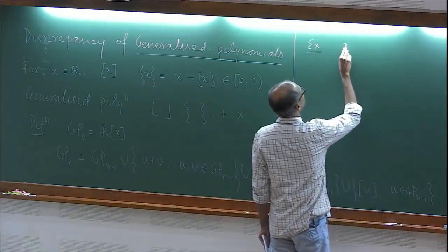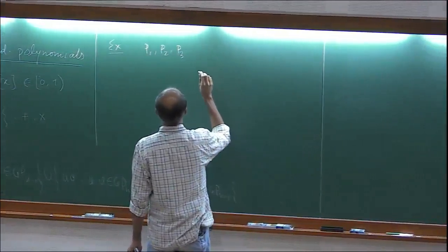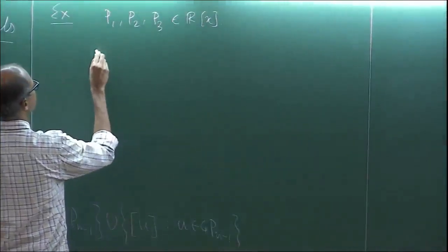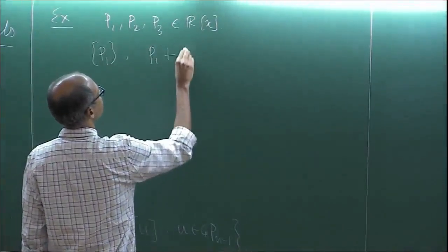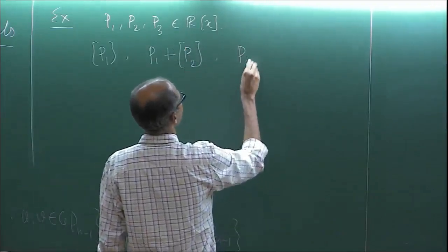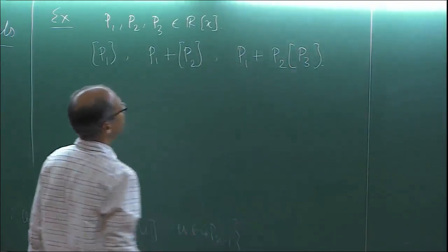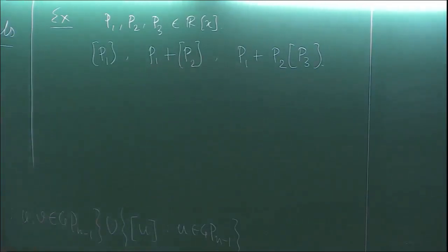So if P1, P2, P3 are polynomials in R[x], then the box of P1, and the box of P1 plus P2, or the box of P1 plus P2 P3, and you can also nest these brackets. So you can have nested bracketing. So all these are generalized polynomials.